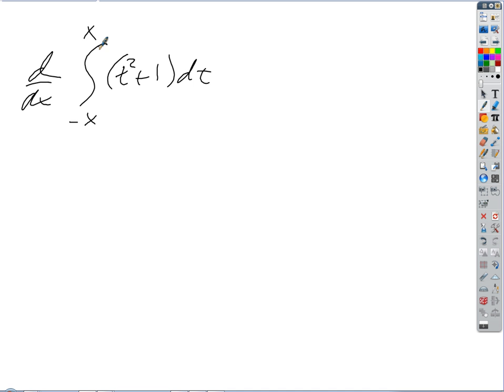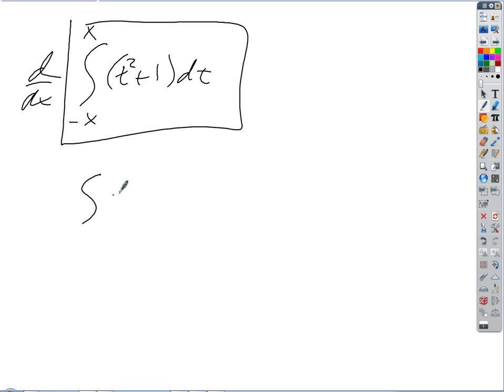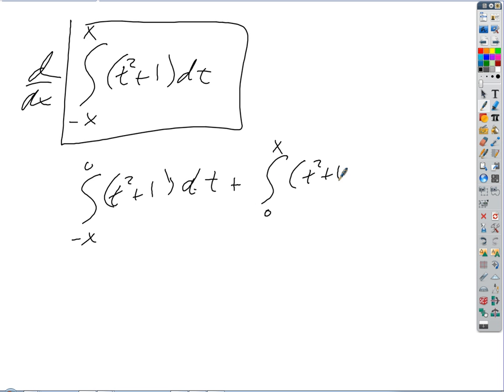How about 0? That's got to be between the two, correct? So we could break this part up into the integral of f of t dt from negative x to 0, plus the integral from 0 to x of t squared plus 1 dt, right? Everybody agree?